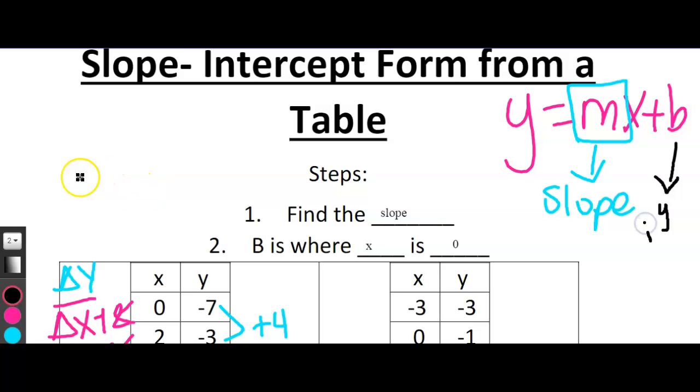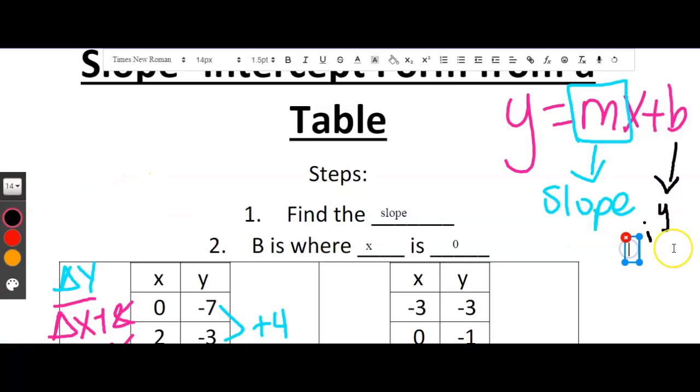Y and then intercept. You know what? I'm going to type that though, because that's going to be terrible if I try to write it. Intercept. It is called your y-intercept, and it's literally what you think it sounds like.